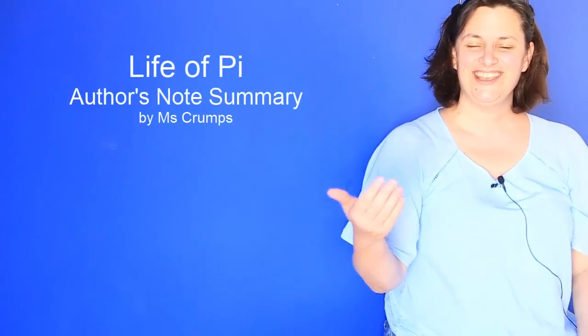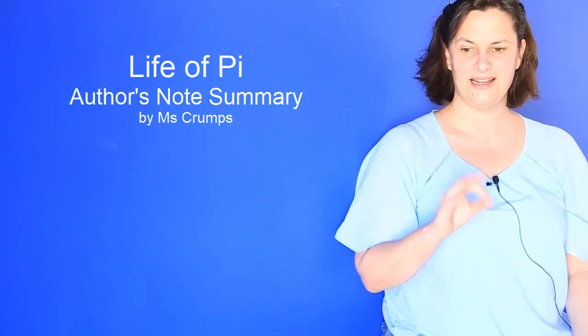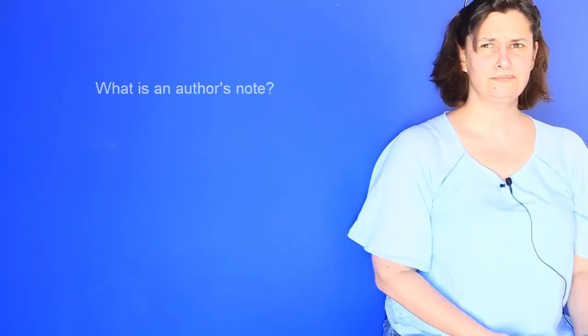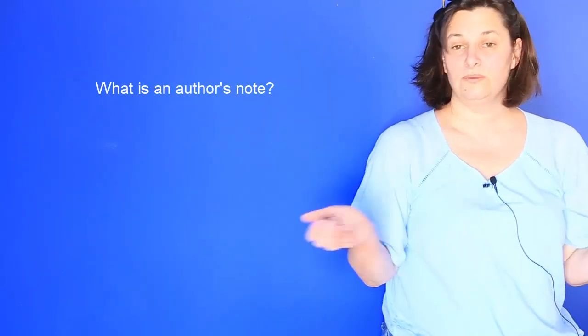This video is a very brief summary of the author's note of Life of Pi. At a later stage, I'm going to do an analysis of that author's note, and I will do summaries for all the chapters, but only analyses of some of the chapters because I don't think all of them need to be summarized. So the first thing we need to be asking is, what is an author's note?